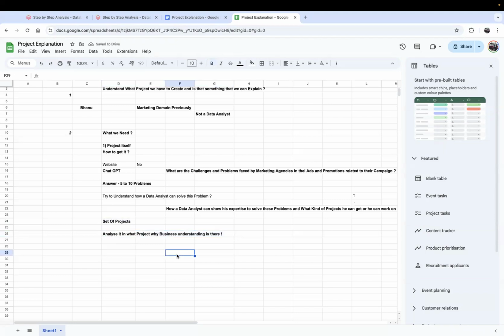Now comes your third prompt: create an end-to-end pipeline for this project in a way to solve it.